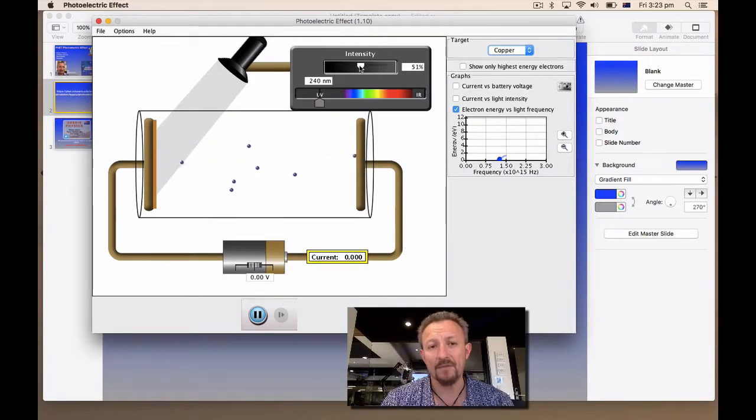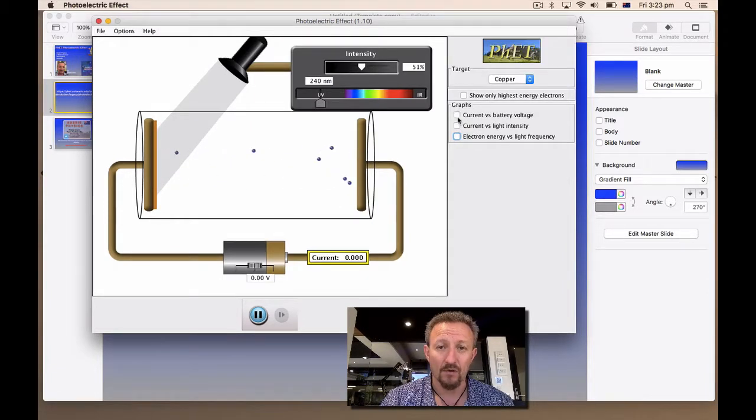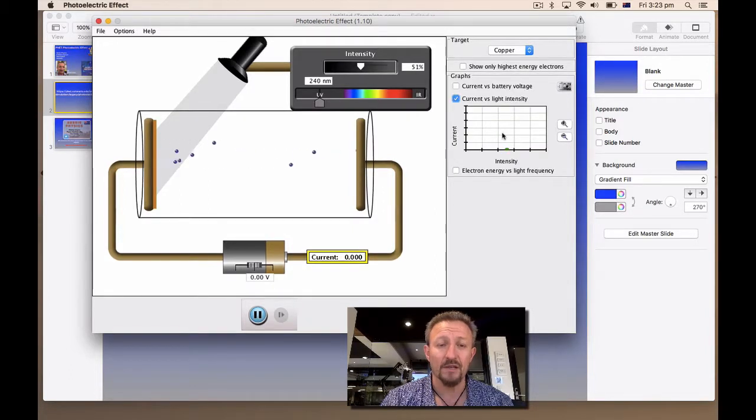Well, let's see what happens if I increase the intensity. So here I've got my zero current. Let's close that one off, and let's look at current versus light intensity. What are we going to get? Well, look what happens as I move up. You'll notice that the current will increase with the intensity.